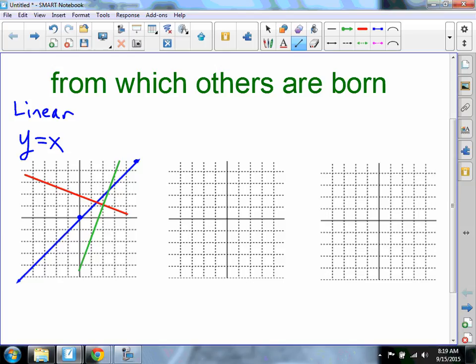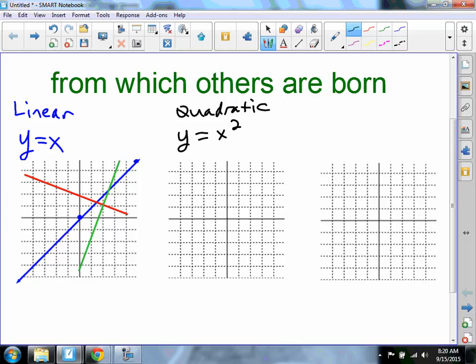The next one is what we're going to study in Chapter 4, and it's called the parent quadratic function. It's defined as y is equal to x squared. I know that you study these in Algebra 1 because I used to teach Algebra 1. If we pick 0 for x and we square 0, what's 0 squared?